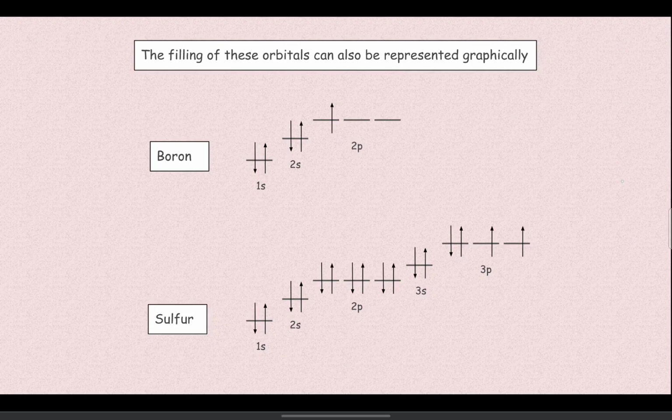Now, the filling of the orbitals can also be represented graphically. So boron has 5 electrons, so each of these arrows is representing an electron. And so you've got the 1s subshell, which holds 2, the 2s, which holds 2, the 2p, which holds 6, but because boron's only got 5 electrons, there's only 1 electron in there. And then same with sulfur, each of them arrows is an electron.